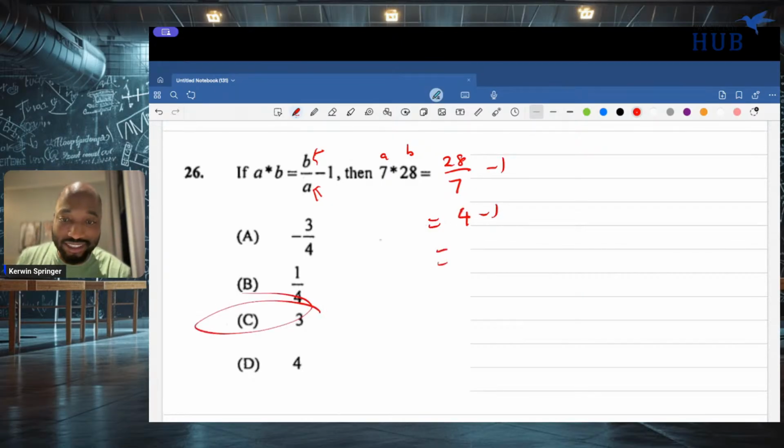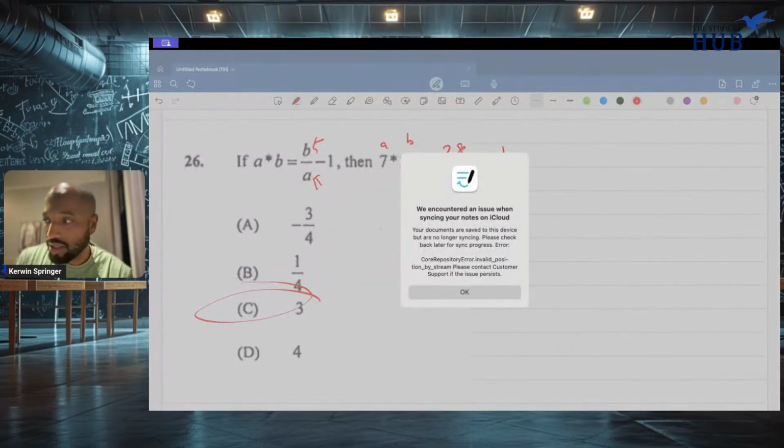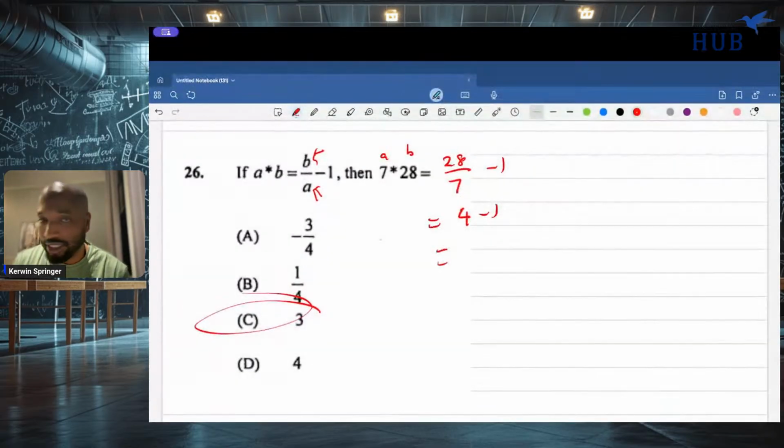Now let's stop with the C's. It's a conspiracy. Stop trying to sync now, my boy. I don't care if you can't sync, or you could stop sending me the error message.